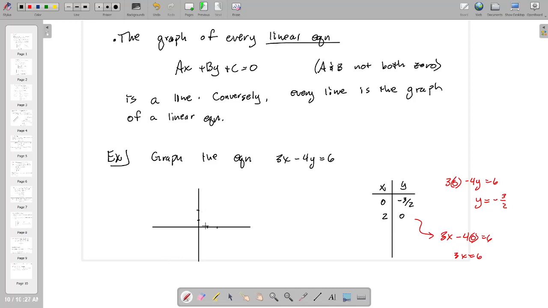Now all we have to do is plot these points. So x is 0, y is -3/2. -3/2 is the same thing as -1.5. And then x equals 2 and y equals 0 is this point here. Notice that all I'm doing is graphing the intercepts, the x and the y intercepts. If you have an x-intercept and a y-intercept of 0, you would have to find a point using a value other than 0.